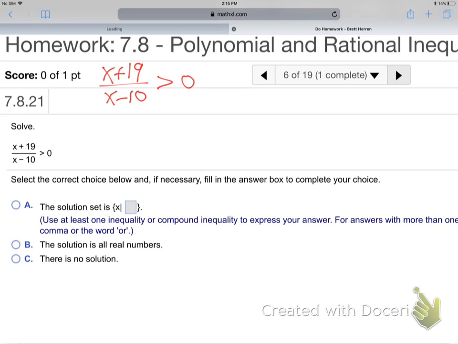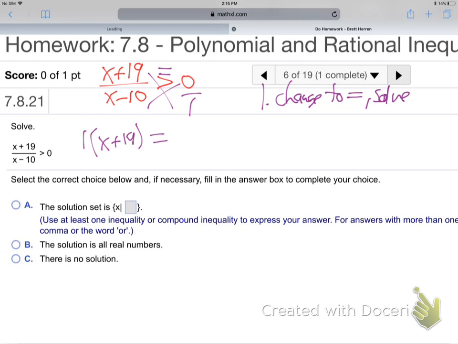So remember step 1. Step 1 is change to equals and solve. So that means just make that equals, right? And solve that. And so how do you solve when you've got a fraction on one side and a whole number on the other? Put that over 1 and cross multiply. All right? Is that good so far? Just like that? Take it from there.